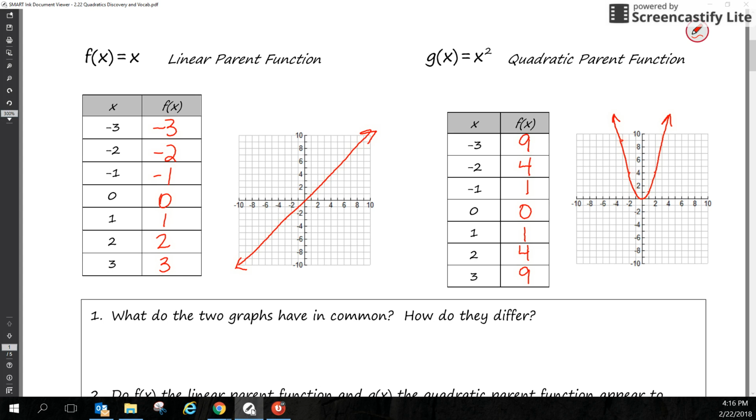All right, so we're going to look at these two graphs and we're going to look at what's the same and what's different. Some things that they have in common: you notice they both have the same x values here. My x values are the same. Things that are different, my y values are quite different.